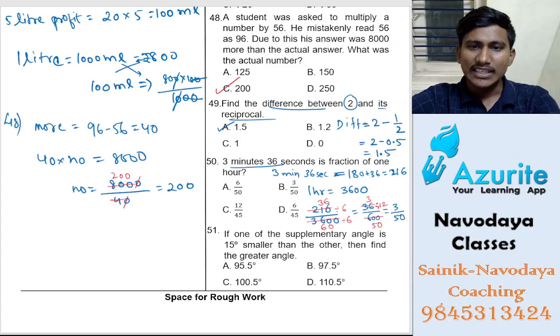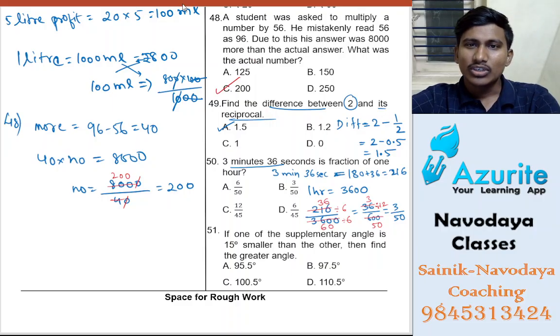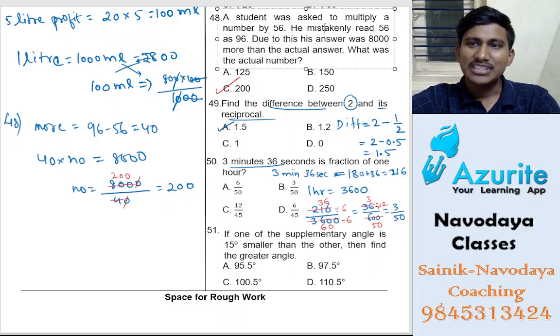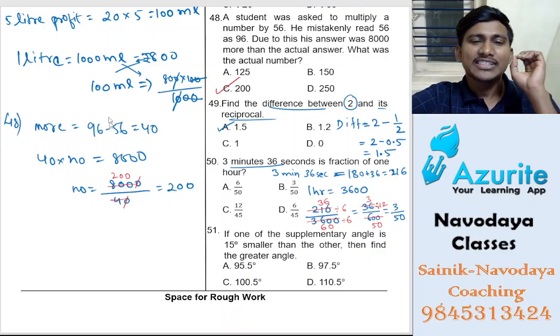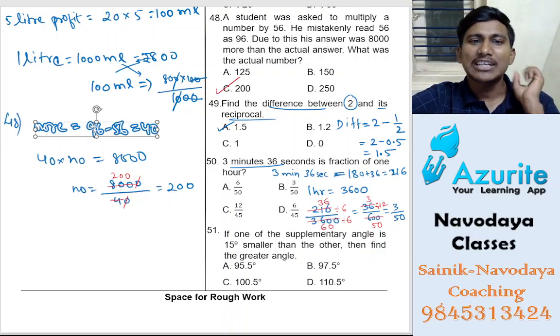So students, see here question 48. So what is the question here? A student was asked to multiply a number by 56. He mistakenly read 56 as 96 due to which his answer was 8000 more than the actual answer. What is the actual number is the question. So here it is more. So instead of multiplying with 56, he multiplied with 96.